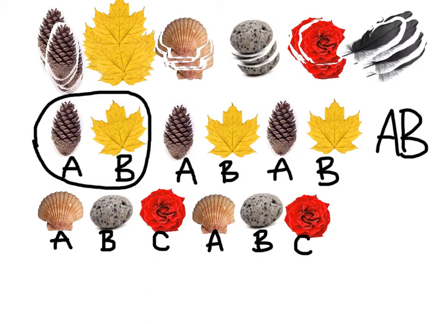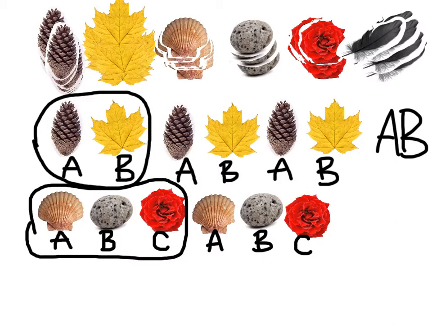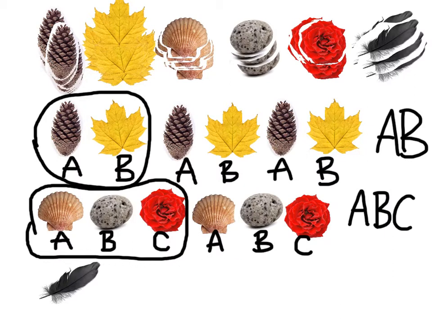Now what part of this pattern repeats? This part here, isn't it? The shell, the rock, and the rose. And as you can see, it is an A, B, C pattern. So that's the rule we're going to create, A, B, C. How are you going? Getting this a little bit? Okay, let's try one more. It's a bit squishy on this page.